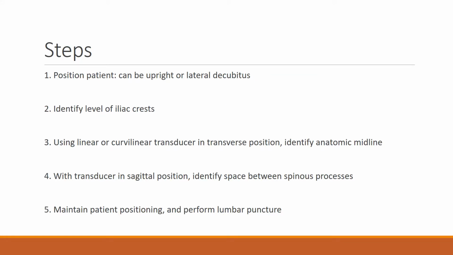So the brief steps which we'll be going through in the following slides. We position the patient. This can be performed in either upright or decubitus position. We start at the level of the iliac crest, and then we can use either the linear or the curvilinear transducer, depending on patient habitus, in the transverse position to find the anatomic midline, mark it, switch to the sagittal position to identify the space between the spinous processes, and then we will perform our lumbar puncture as normal.